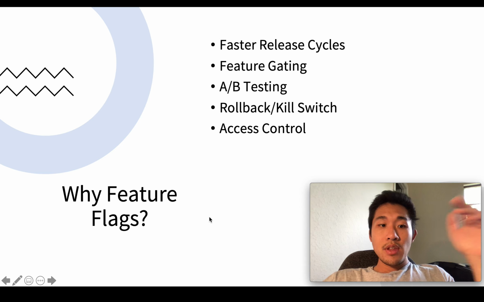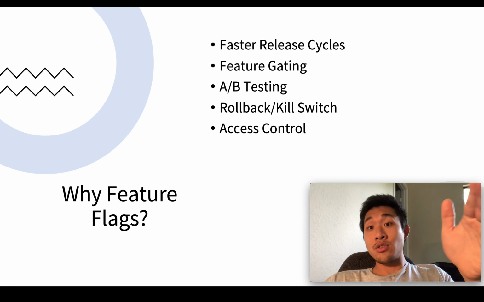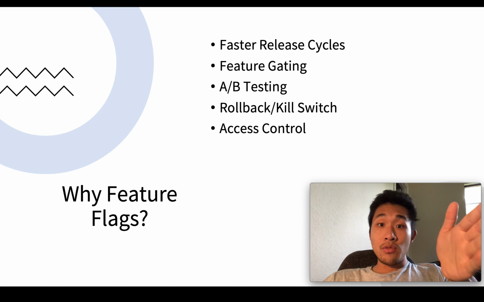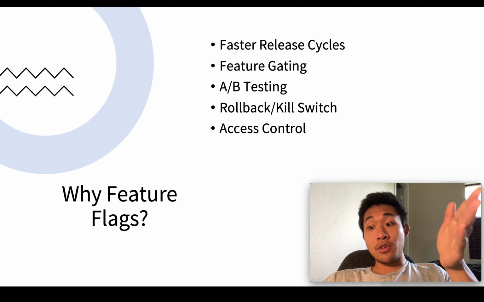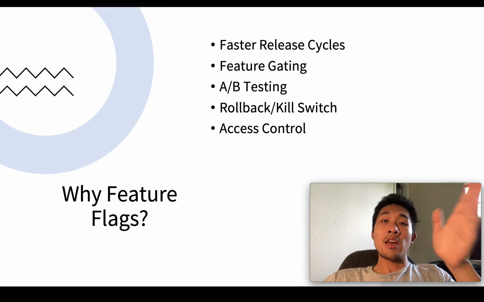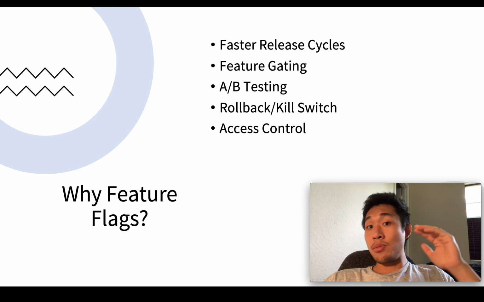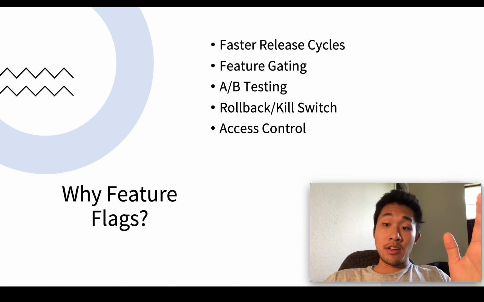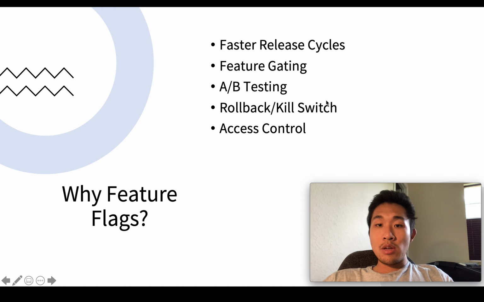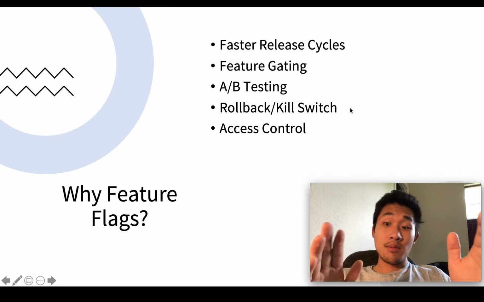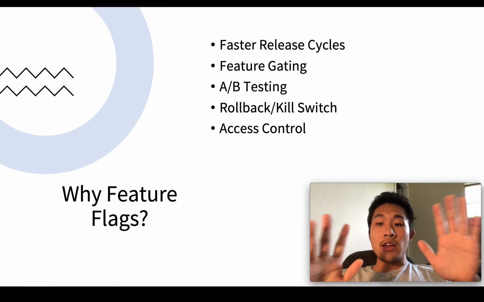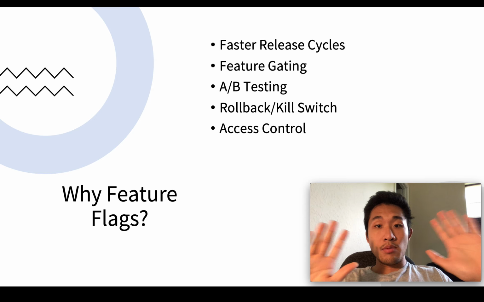So why feature flags? Feature flags are good because they give you faster release cycles. You can push stuff out faster because you can trust your code. It also lets you do feature gating, so you only want to turn on a feature for a certain amount of users, not everybody. That way you can start testing features on a smaller group before pushing out to everybody. The same goes for A/B testing: you want to test it on a small group. And a kill switch in production means that if a feature starts breaking in production, you just kill it and you don't have to worry about it. It's off for everybody and you can fix it. You don't have to make any pushes to production.